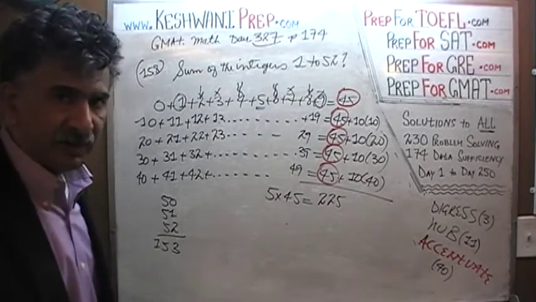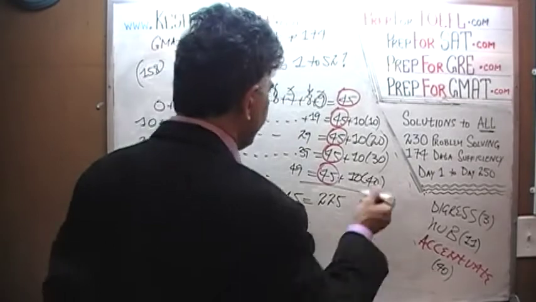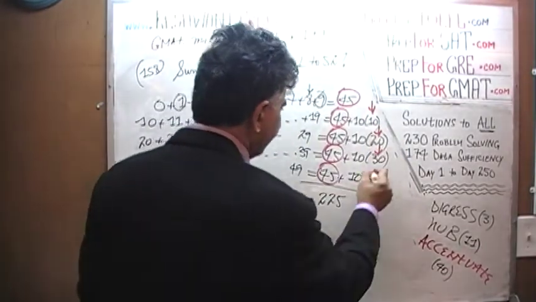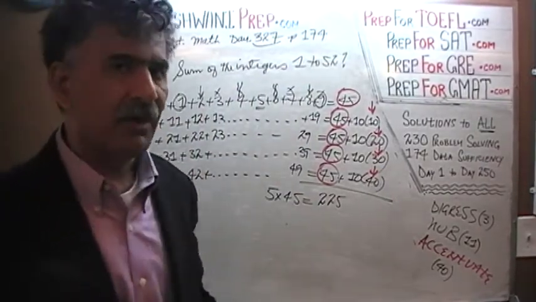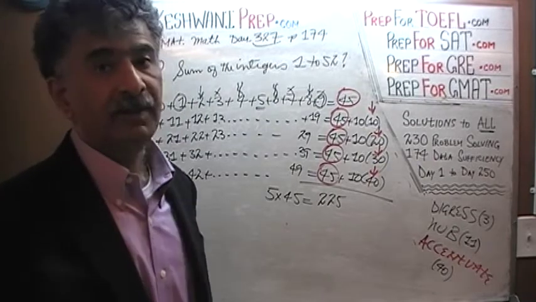And then how many 10s do we have? Let's find out. We have 10 tens: 10 plus 20 is 30, 30 plus 30 is 60, 60 plus 40 is 100. Aren't they nice? It comes out to be exactly 100, not 90, not 85, not 87, exactly 100.